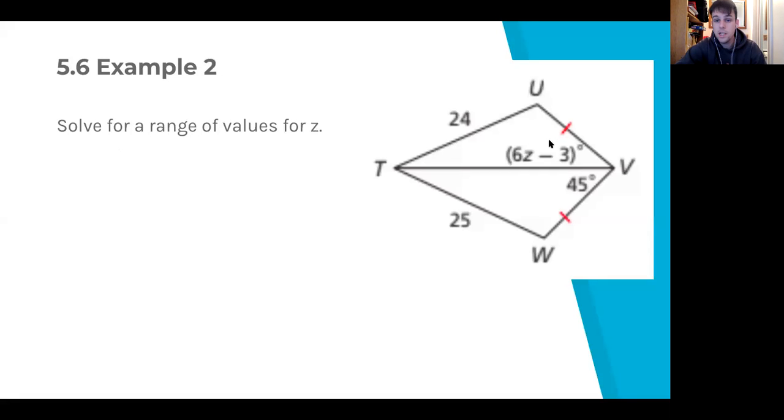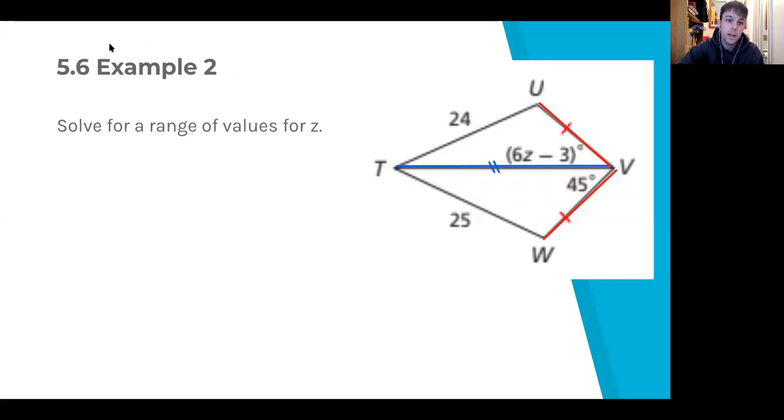Here's another application of our hinge theorem. Again, first step is knowing that I'm using hinge theorem because we have two triangles and we are solving for a range of values. So we're going to be solving for an inequality. We have a shared side here in the middle. And then we have these two congruent sides here. So we have a hinge on top and a hinge on bottom.